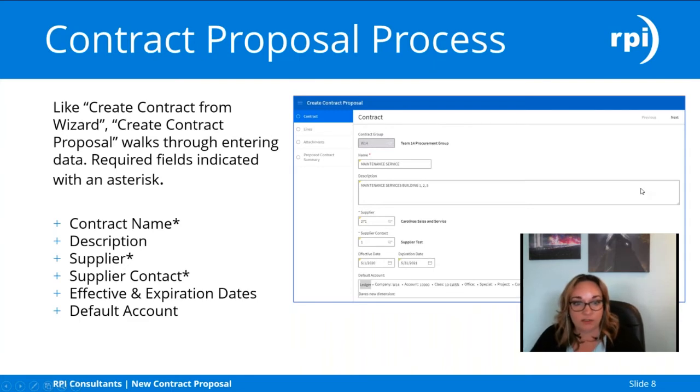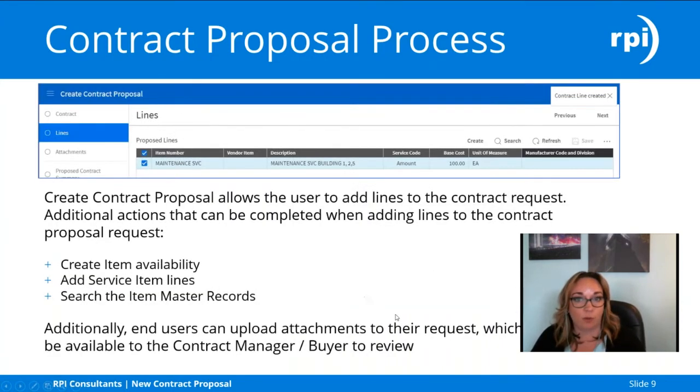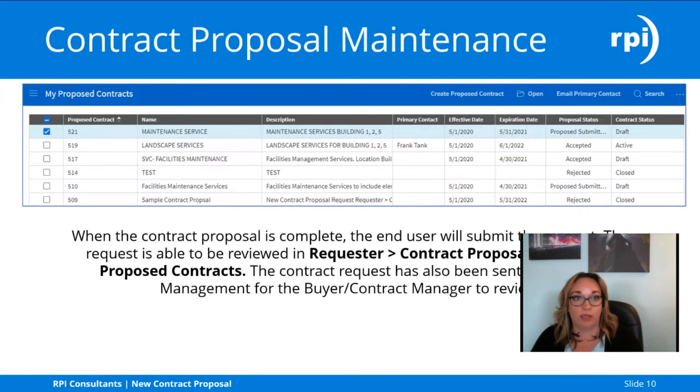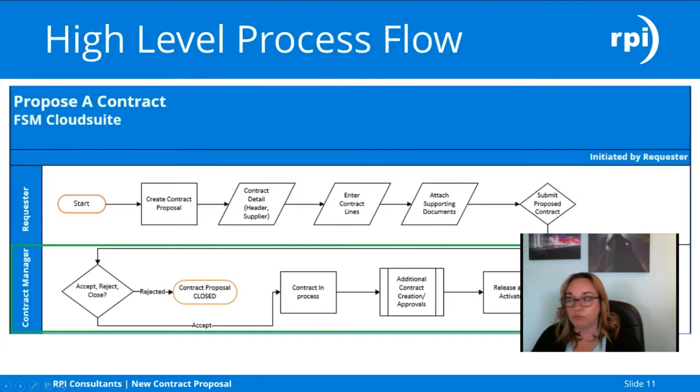There's not too much detail that's required, but there is some information that's required. And again, for creating lines, they can search the item master and attach item master items or enter in service items as well. And then upload attachments in addition to that. That's, again, beneficial to the contract manager. And then lastly, we took a look at the My Proposed Contract so that requester can see from here, again, where the status of their information is within the system.